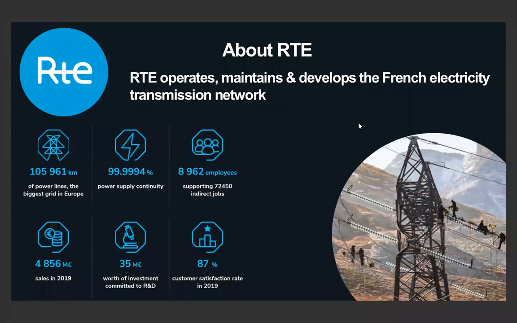A few words about RTE. RTE operates, maintains, and develops the French electricity transmission network. So we own 106 plus kilometers of power lines. A few figures: there is a power supply continuity that is at a very high level. We're nearly 9,000 employees, with 4.8 billion euros in sales in 2019. We invest largely in R&D with 35 million euros per year. And our customers are saying that they are satisfied with the quality of what we deliver them.